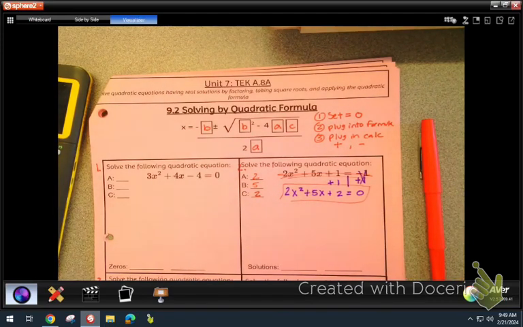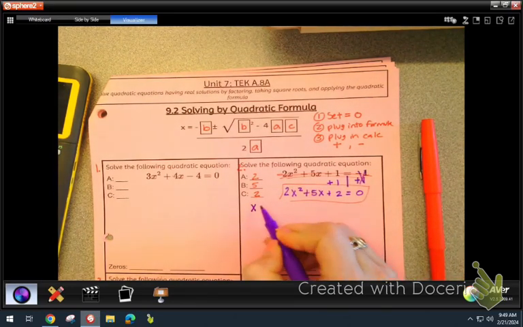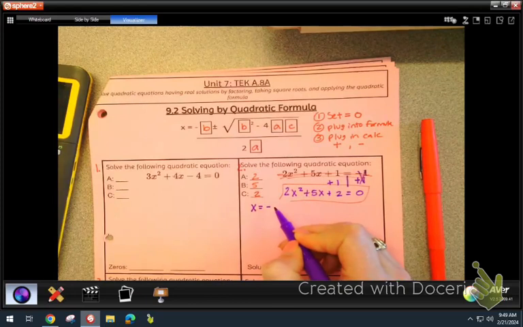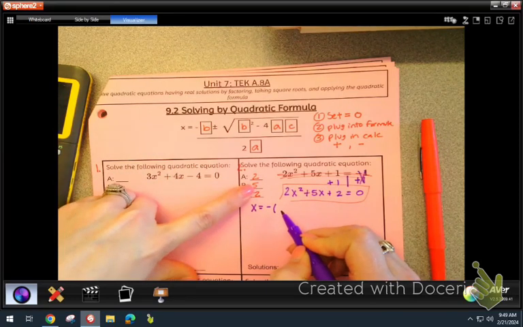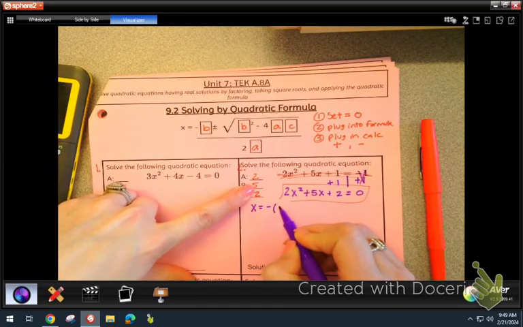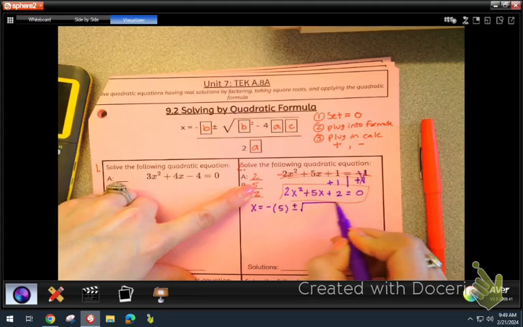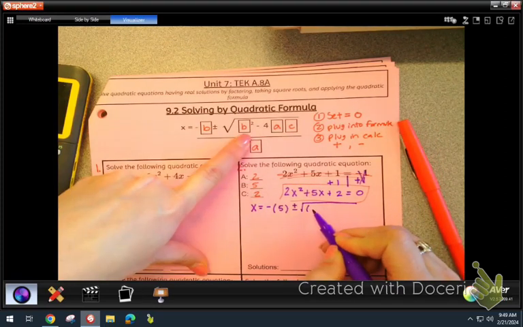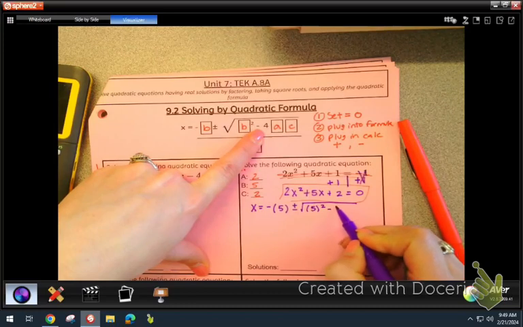All right, so here we go. The formula's gone. We've got to plug it in ourselves. X equals negative, open parentheses, people. Negative, what goes first? No, 5. Negative B. What's B? 5. Plus or minus the square root of 5 squared minus 4.